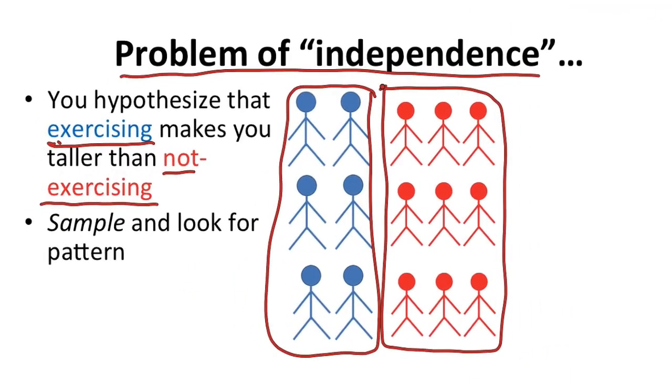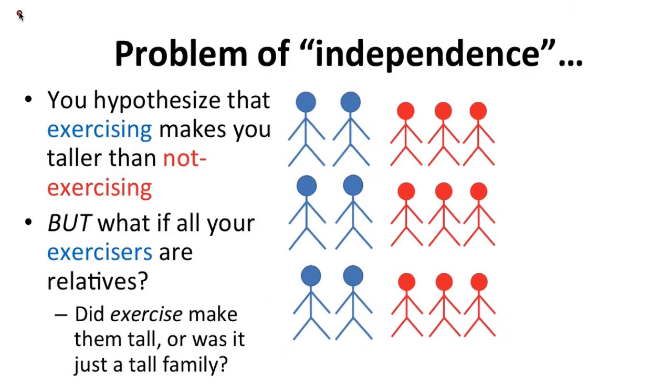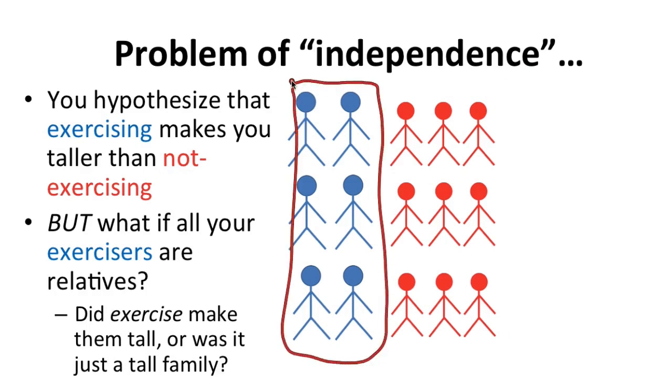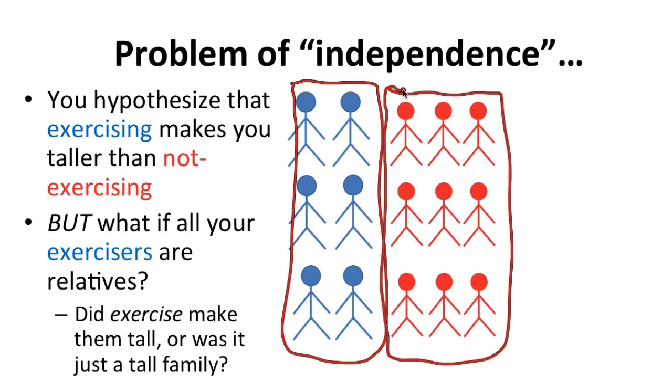Well, the issue is, are those 2 things independent? What if all your exercisers are relatives? Then you don't really know, are all these blue exercising individuals tall because they're exercising, or is it that they just happen to have a tall allele at a particular gene, and these individuals happen to have the short allele at a particular gene or a set of genes? Basically we can't separate out this historical familial relationship from whether they exercise or don't exercise.